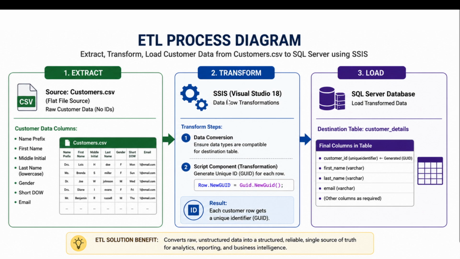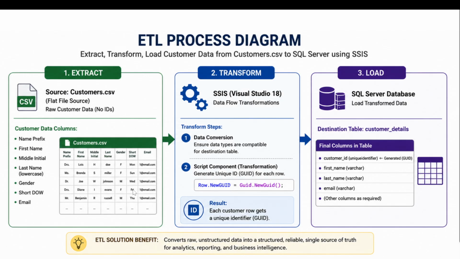So we will create an SSIS project in Visual Studio. And here it says 18, so I'm using Visual Studio 2026. And by doing the data conversion and then creating a script component. In this case, we do not require a script component. We can do it without a script component. Usually, if you do it with Excel files, you need a script component. And then the result: each customer row gets the GUID.